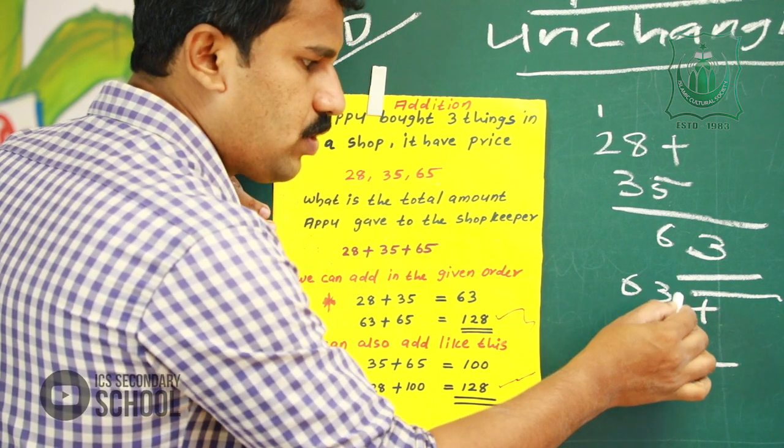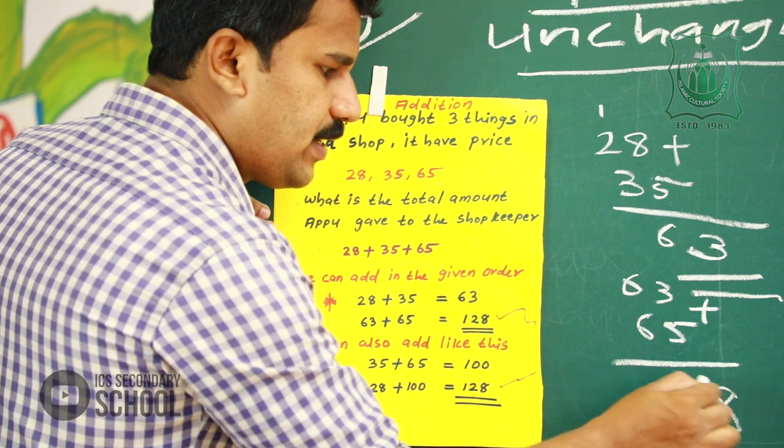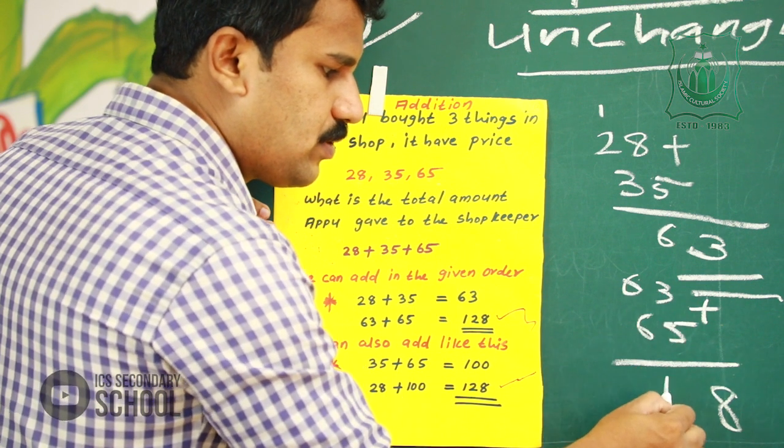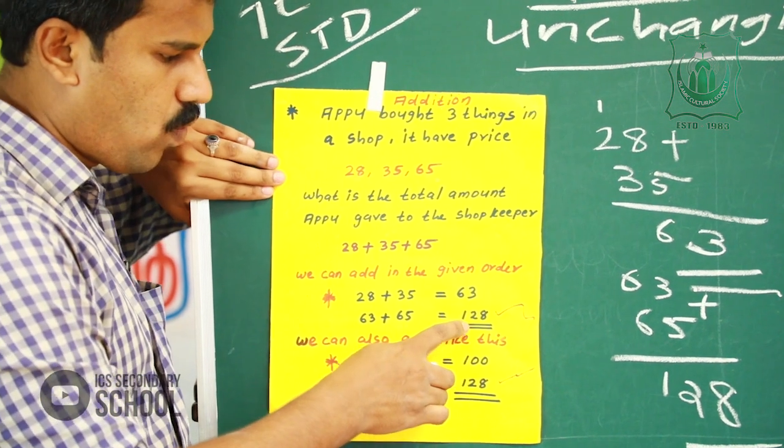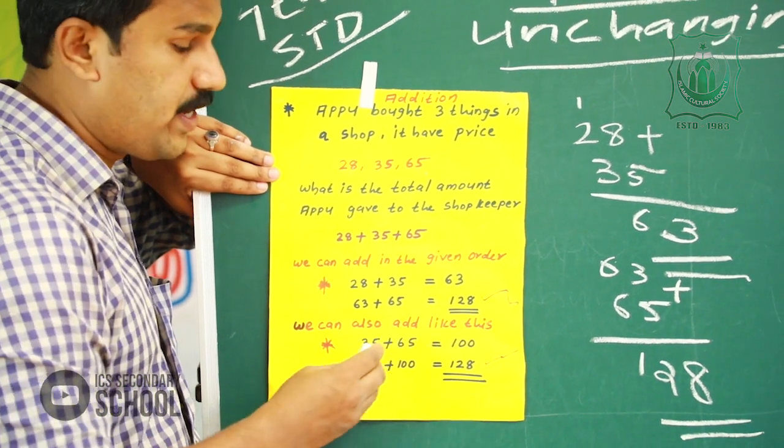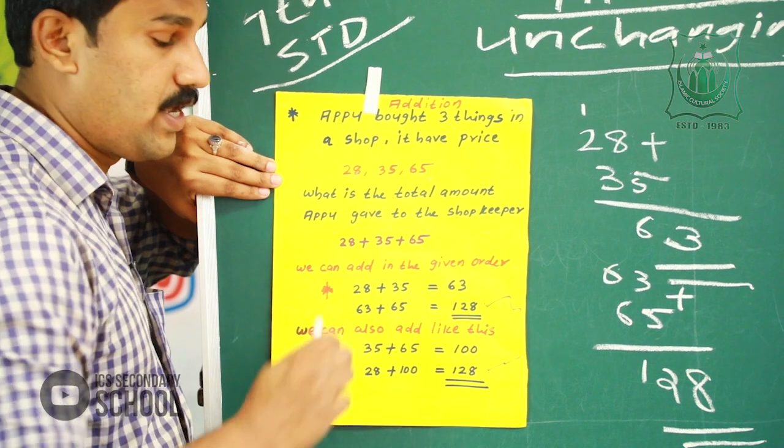That is 3 plus 5, 8. 6 plus 6, 12. We got the answer 128. That is 128.